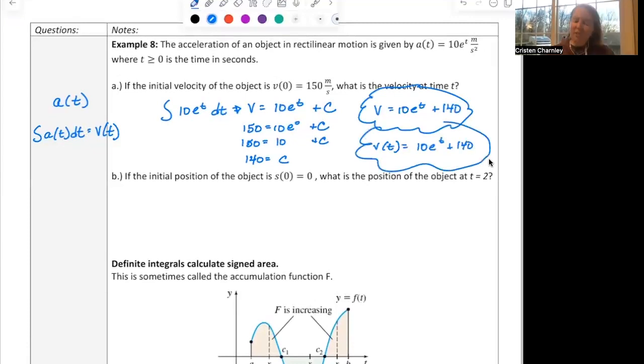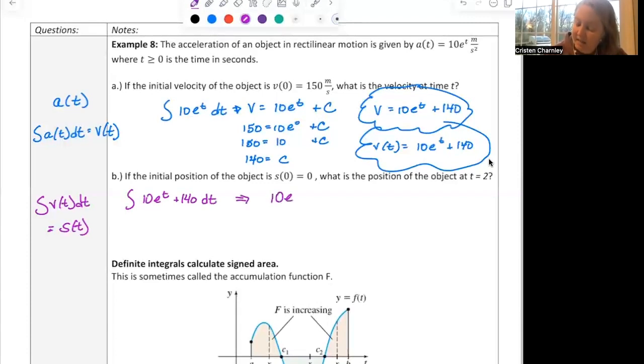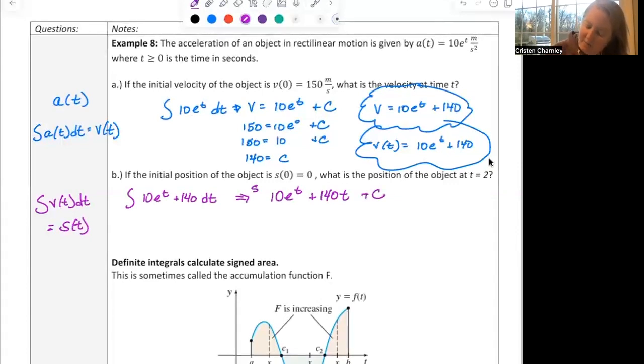Okay, if the initial position, and initial means time 0, if the initial position is 0, then what is the position of the object at t equals 2? So we're going to do this again. So now we have to integrate velocity, and that will get us to position. So integrate 10e to the t plus 140 dt. The antiderivative of 10e to the t is 10e to the t. 140, we need to put a t on it. And there is a plus c. And I know that this is our position function.